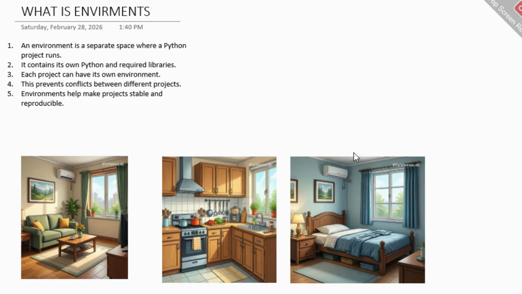If we do not create an environment, all these versions will get mixed in the system, and then Python may become confused about which version it should use. As a result, our project might not work properly. To avoid this problem, we create separate environments for each project. This keeps the libraries, versions, and dependencies organized, and it also makes our project's workflow stable and easy to manage.